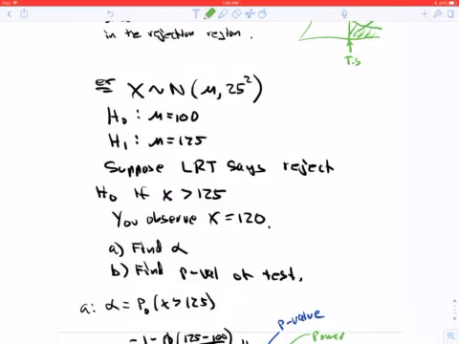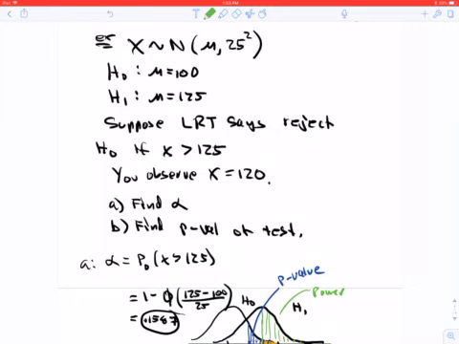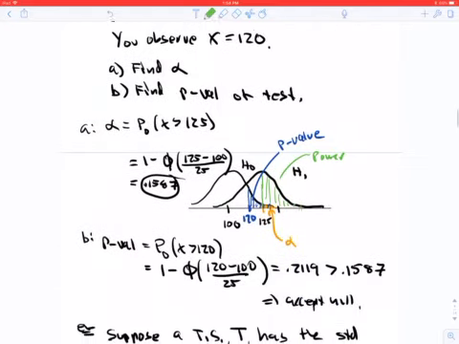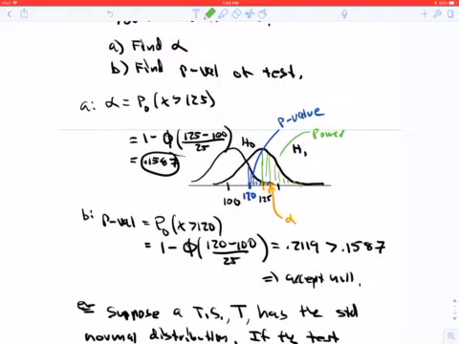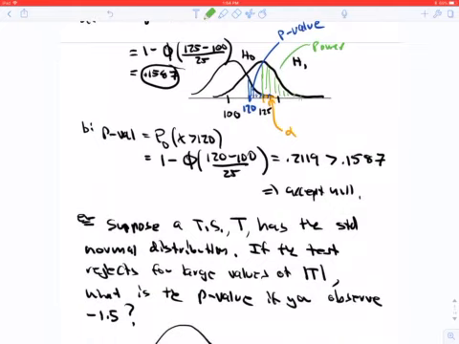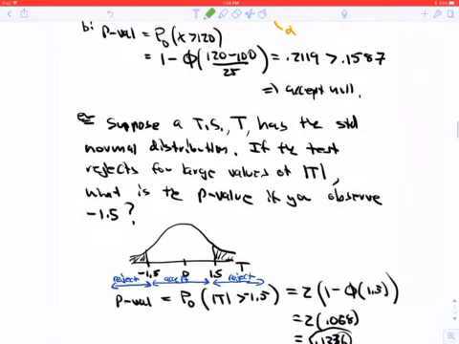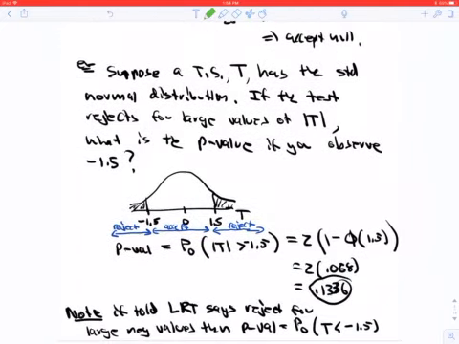Right, so here's an example. X is normal with unknown mu, and we want to figure out two possible mu's. We observe 120. So here's a picture of all the players. We have alpha, power, p-value, all in this picture here. Make sure you understand.